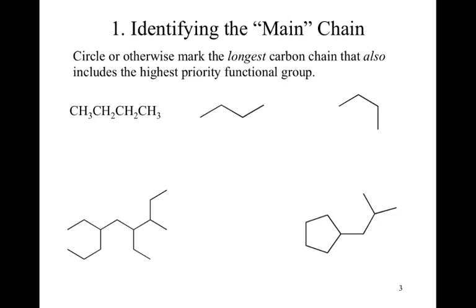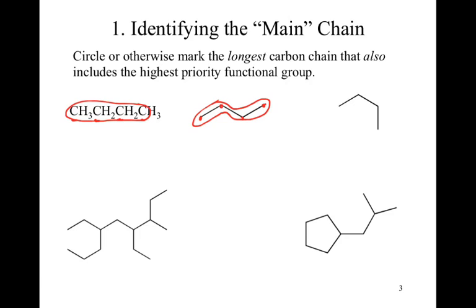Identifying the main chain. So what we want to do is find the longest carbon chain that includes the highest priority functional group. So we've got a variety of examples up here in different formats. If we start with the first, upper left corner, we've got 1, 2, 3, 4 carbons. So we could say that that is our main chain. If we move to the next example, we have 1, 2, 3, 4 carbons. So we could identify that as our main chain.